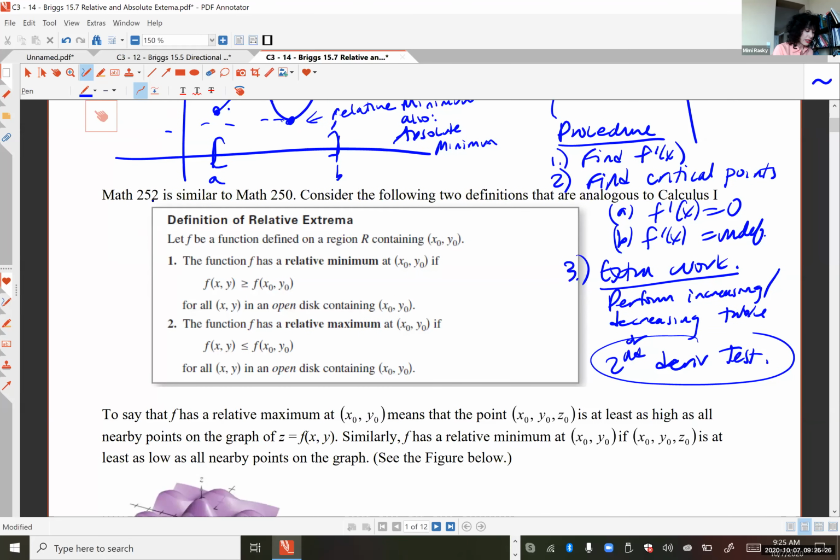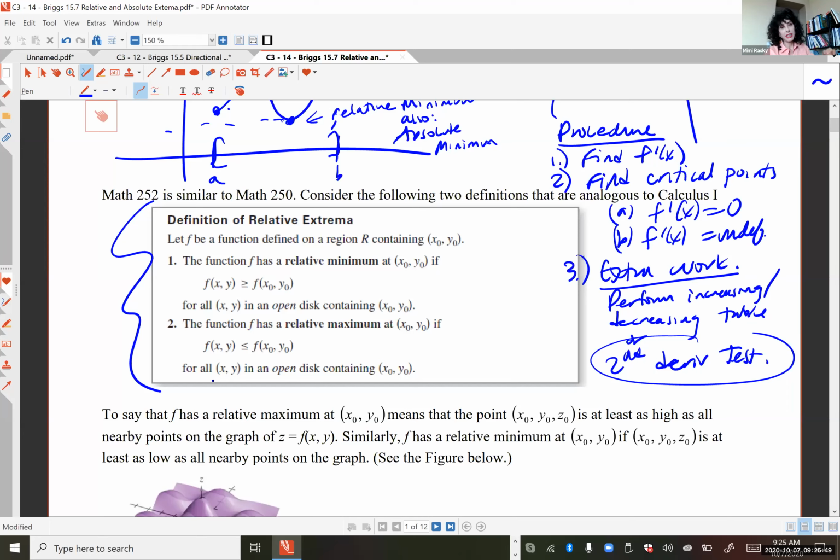Let's do a quick couple definitions here. We're just going to define what is a relative max in the world of a function of two variables. Well, it's just the tallest guy on the block. That's the non-technical way of defining it. And that's basically the non-technical way of defining it in Calc 1.